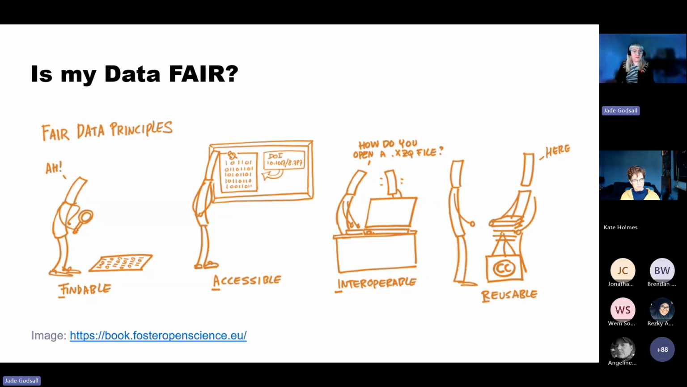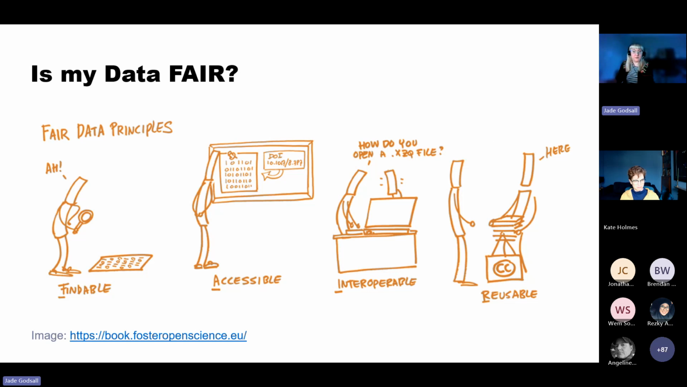Is it accessible? So are there clear instructions or metadata for access? Is it interoperable? So is it easy to understand? That's through the use of open formats, industry agreed formats, again, structured metadata and standards, clear file naming, common data dictionaries and terminology as well.